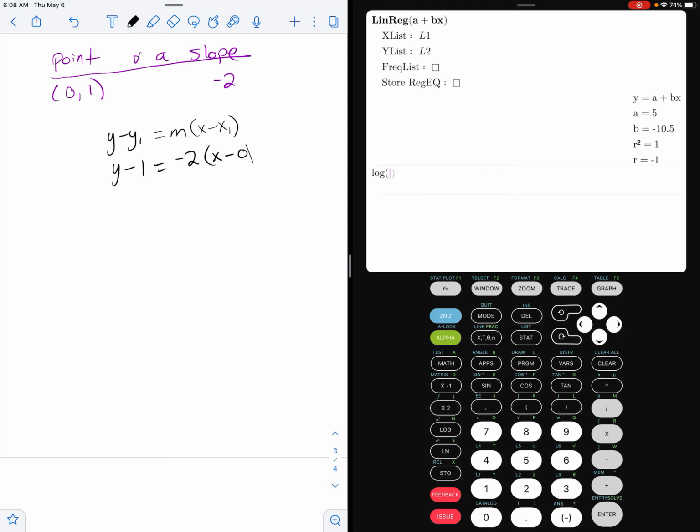Distribute, and we have y minus 1 equals -2x. -2 times 0 is just 0, so we don't even really need to write it, but there it is if you need it. Now we add 1, and we have y is equal to -2x plus 1 as our answer. So this is how we write an equation if we have a point and a slope. Now we're going to work on some practice problems.